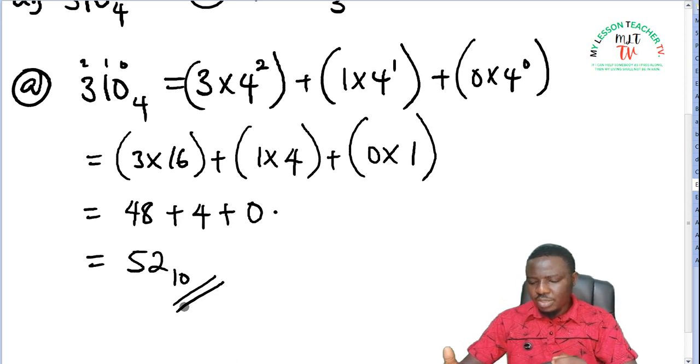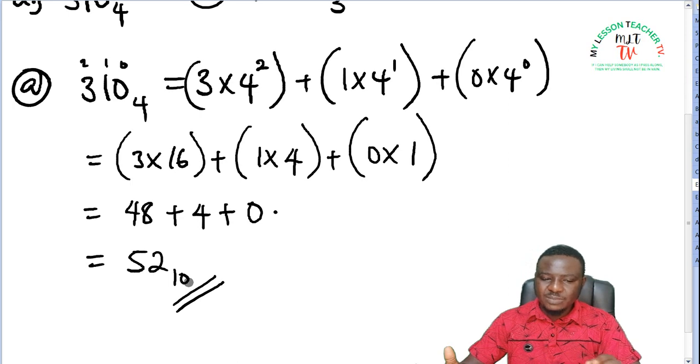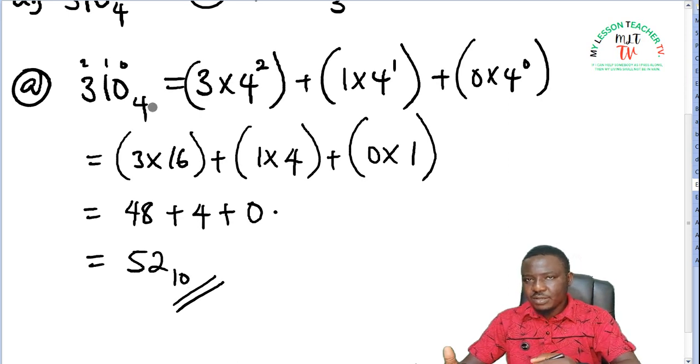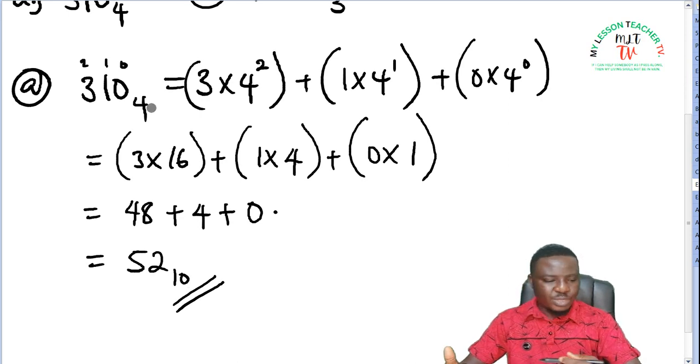So 310 base 4 is said to be equivalent to 52 base 10. So this is how you convert from other bases to base 10. Remember, you use the expansion method. Also, I'm going to show you a second method where you can apply this in your objective questions on how to convert numbers from base 4 or other bases to base 10.